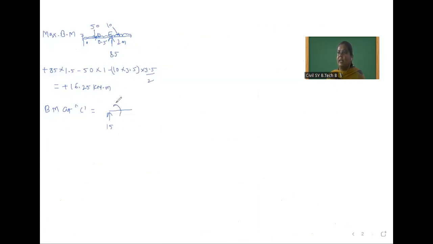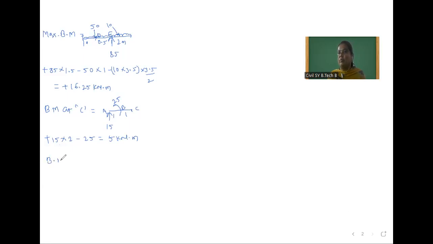Here a couple is applied. The intensity of the couple is 25. This distance is 1 and this is 1, and this is our C point, this is B point, and this is A. So this 50 pushes upward, so plus 50 into perpendicular distance 2, and this pushes downward, so minus 25, which is equal to 5 kilonewton meter. Okay. After that we will calculate the bending moment at B.